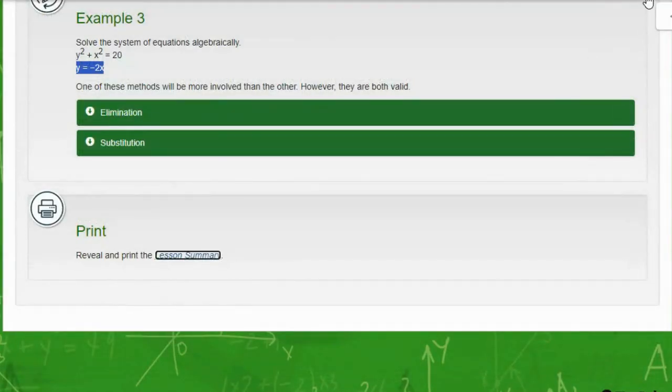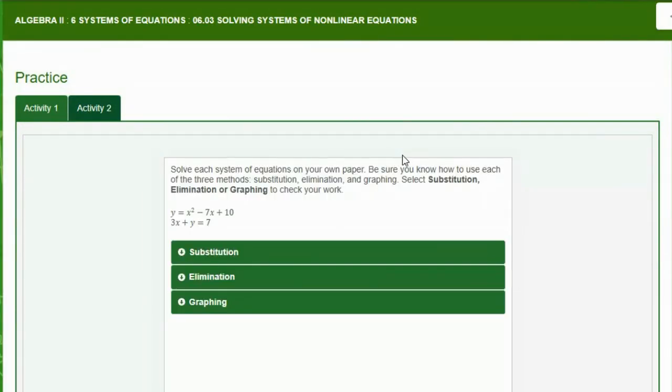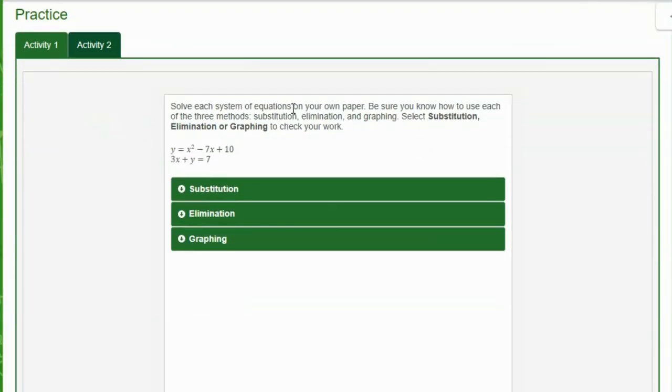So there is a whole page of practice problems for you to see if you know what you're doing. Solve each of these on your own paper. Make sure you know how to do substitution, elimination, and graphing. Now, that being said, I'll never ask you to do all three. Solve this, show me how to do this by substitution, elimination, and graphing. No, generally you pick your favorite. Hey, I love substitution. That's real easy. I'm just going to use substitution.